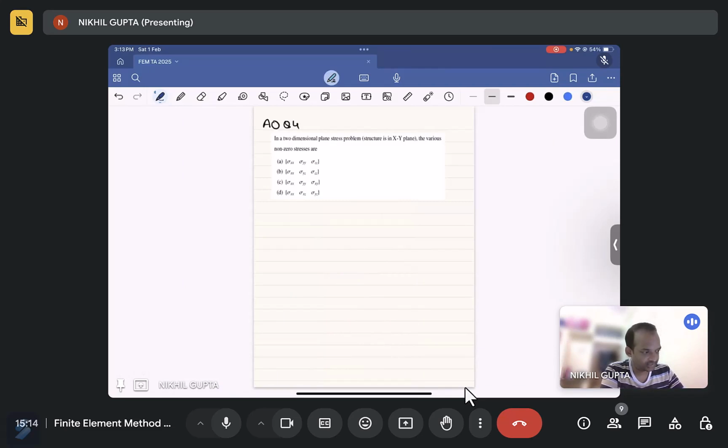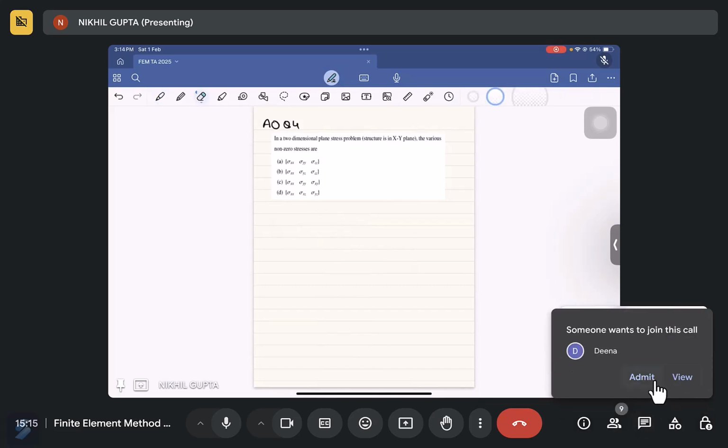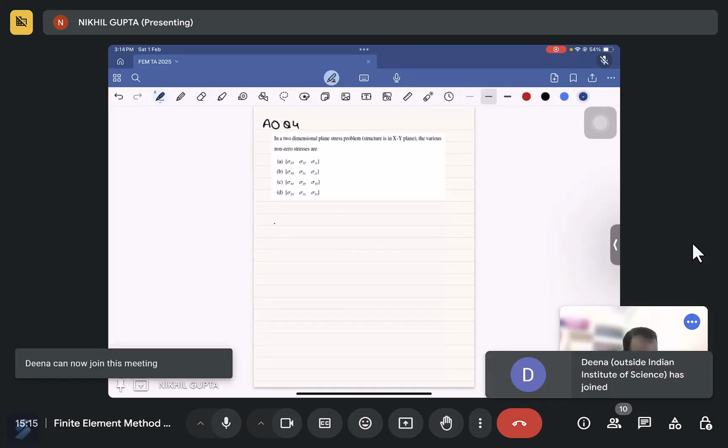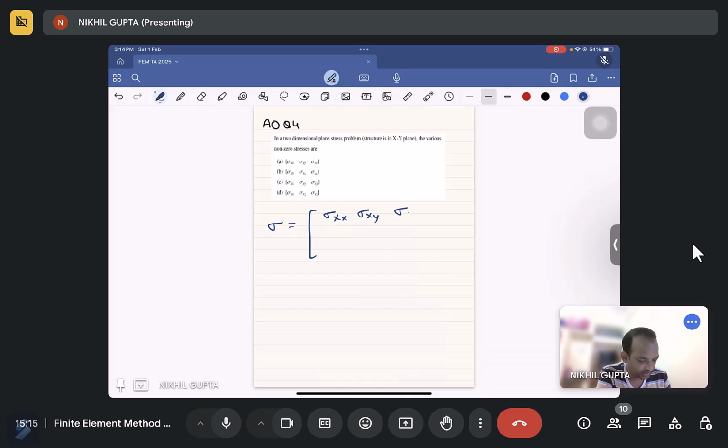So this is another simple question where you have to tell that in a two-dimensional plane stress problem, the various non-zero stresses are. So this is very simple. We know stress component sigma can be represented as sigma xx. Let's generalize this, not initially start with the 2D. So the generalized equation says sigma is equal to sigma xx, sigma xy, sigma xz, then sigma yx, sigma yy, and sigma yz, then sigma zx, sigma zy, and sigma zz.